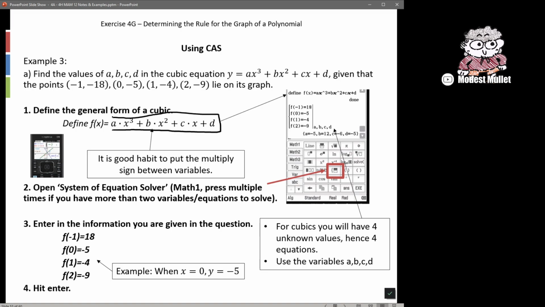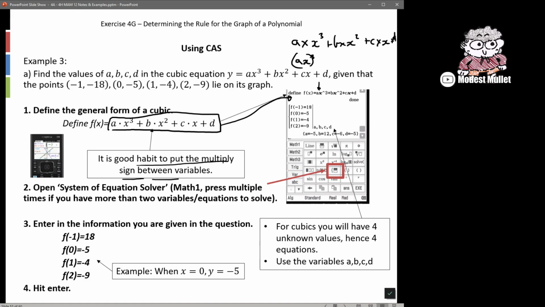So the way you go about this is we first define the equation. We want to define it, we want to store it, which is what we've done up here. And I say here it is really good habit to put the multiply sign between the variables. I actually haven't done it in this screenshot, but what it should look like is A times by x cubed plus B times by x squared plus C times by x, and then plus D. Because if you don't put the multiply sign in there, sometimes the CAS system interprets it as ax cubed, and it interprets this as just a named variable.